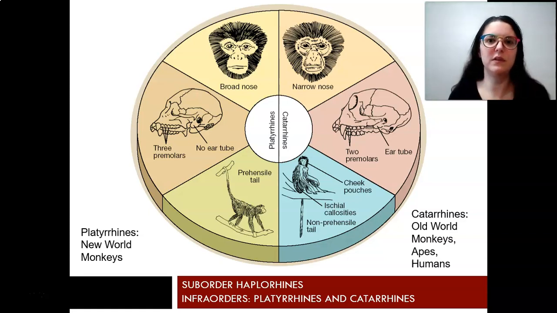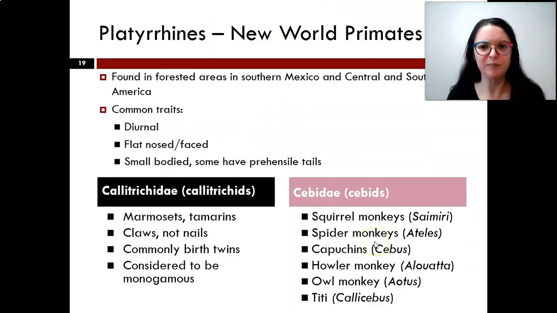With catarrhines, we start to see a lot more without tails, and a lot more that start to spend time in terrestrial environments as well, so on the ground. So these are just a summary of some of these characteristics.